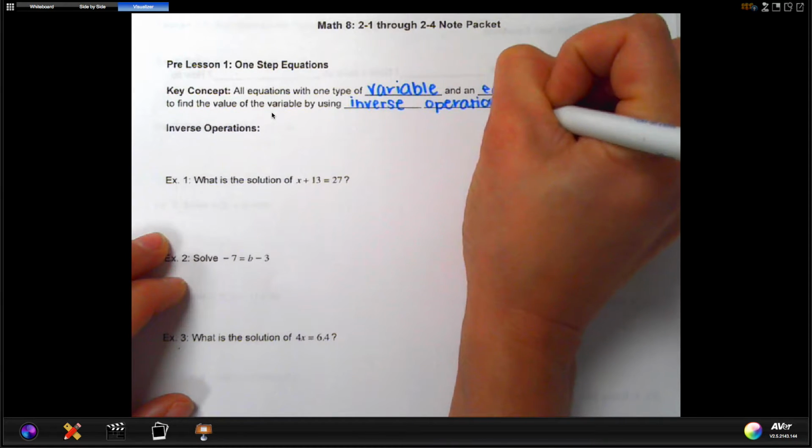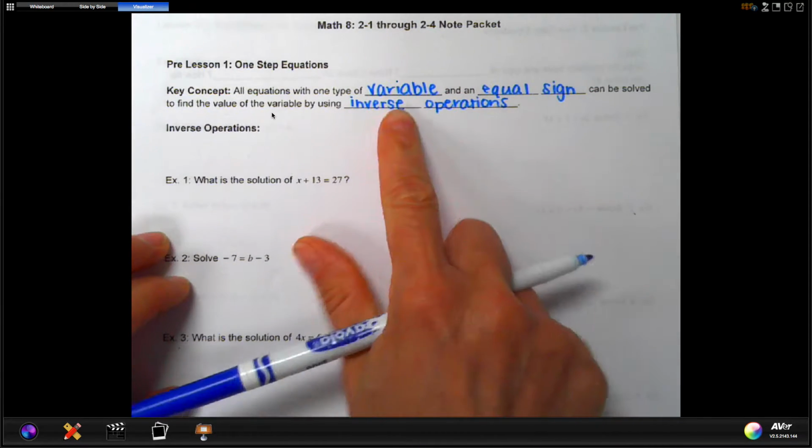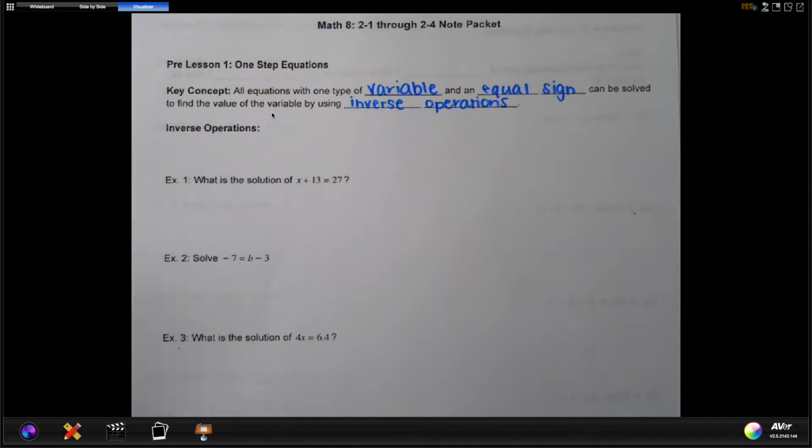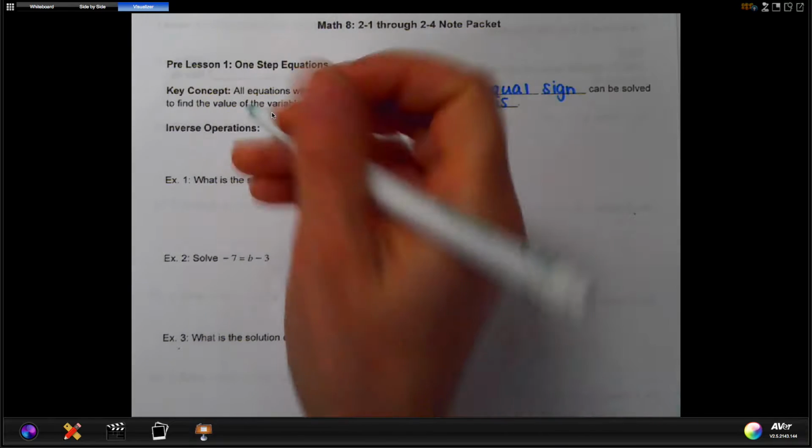So just a reminder that a variable in math is a letter. So if there is one type, the reason I say that is if there's one x or all of them are x's or y's and an equal sign, you can solve them using inverse operations. But if there's multiple different variables like x, y, and z, that's a little bit different. Okay, so let's talk about inverse operations. Inverse operations undo each other.